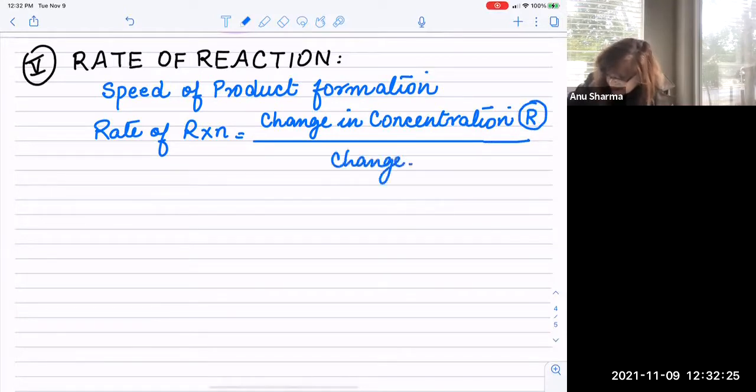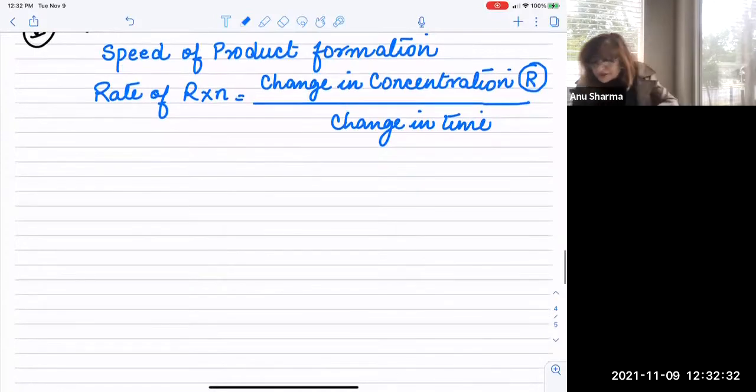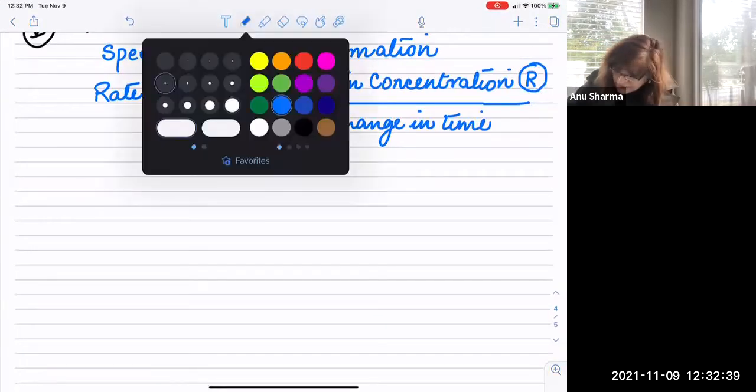Change in time, like how much time? Just like we have the speed at which the car travels, right? It's the same story here. So it's the speed of the product formation and the degradation of the reactants. So what are those factors that are responsible for that?